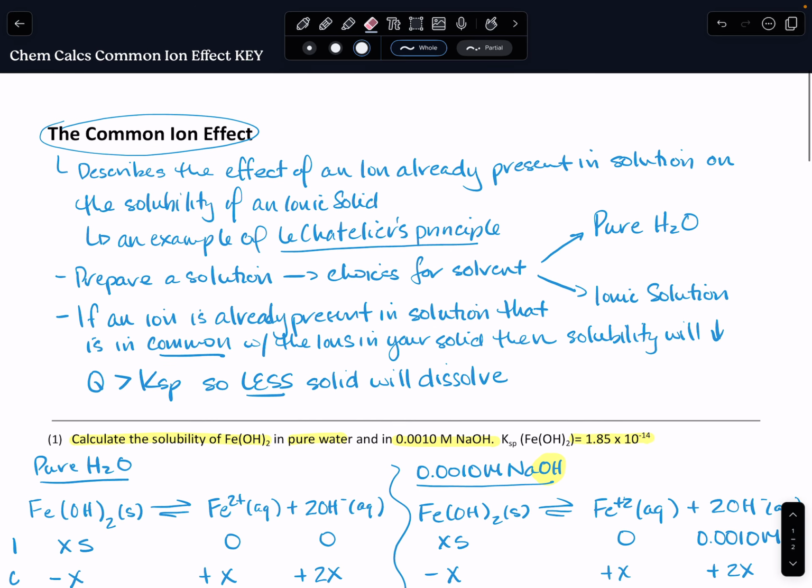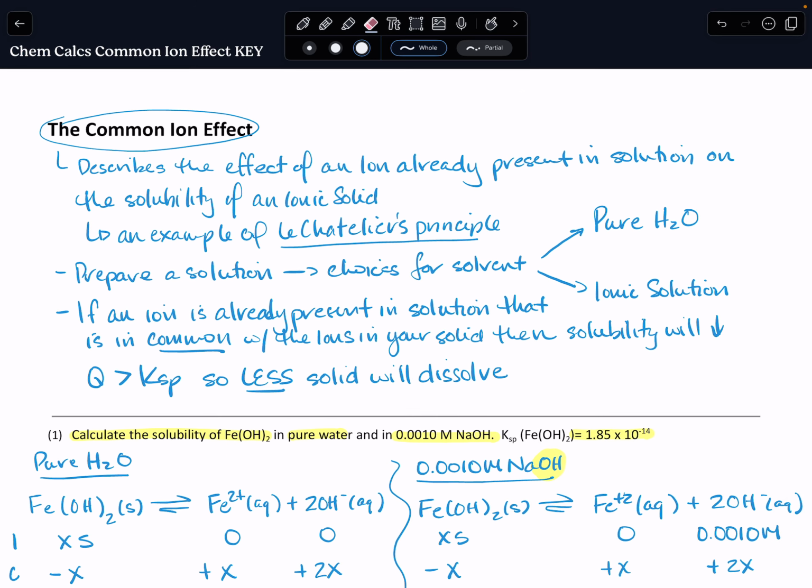Okay? So again, the common ion effect just describes the effect of having an ion already present in solution that is in common with one of the ions you're trying to dissolve, or one of the ions that's already present in the solid you are trying to dissolve. All right, the common ion effect always leads to a decrease in solubility of your particular solid because of Le Chatelier's principle.